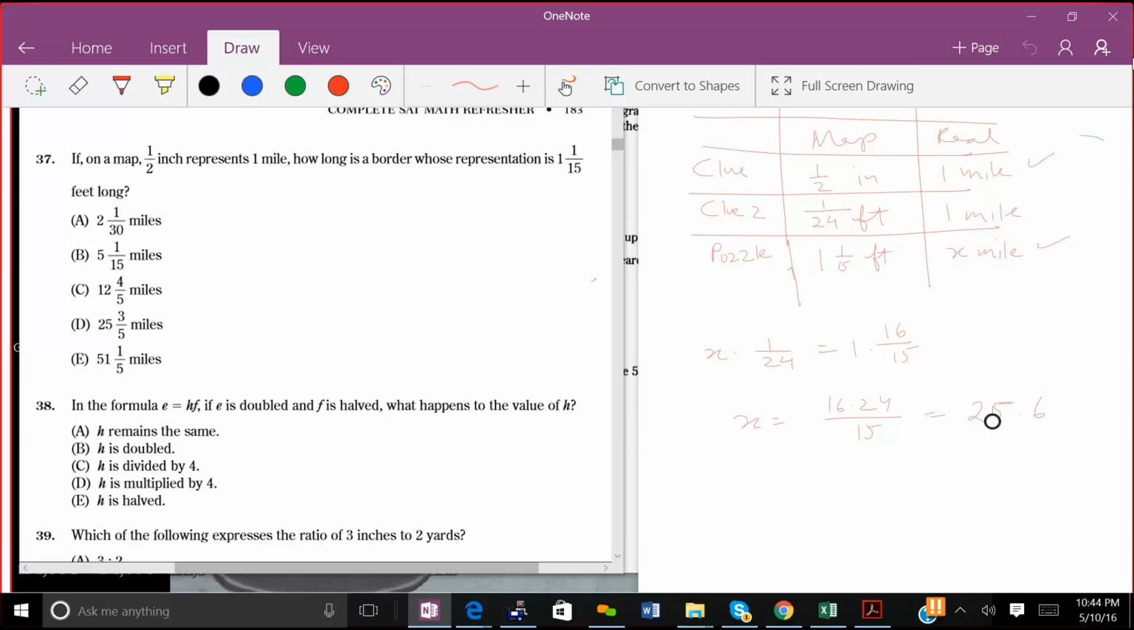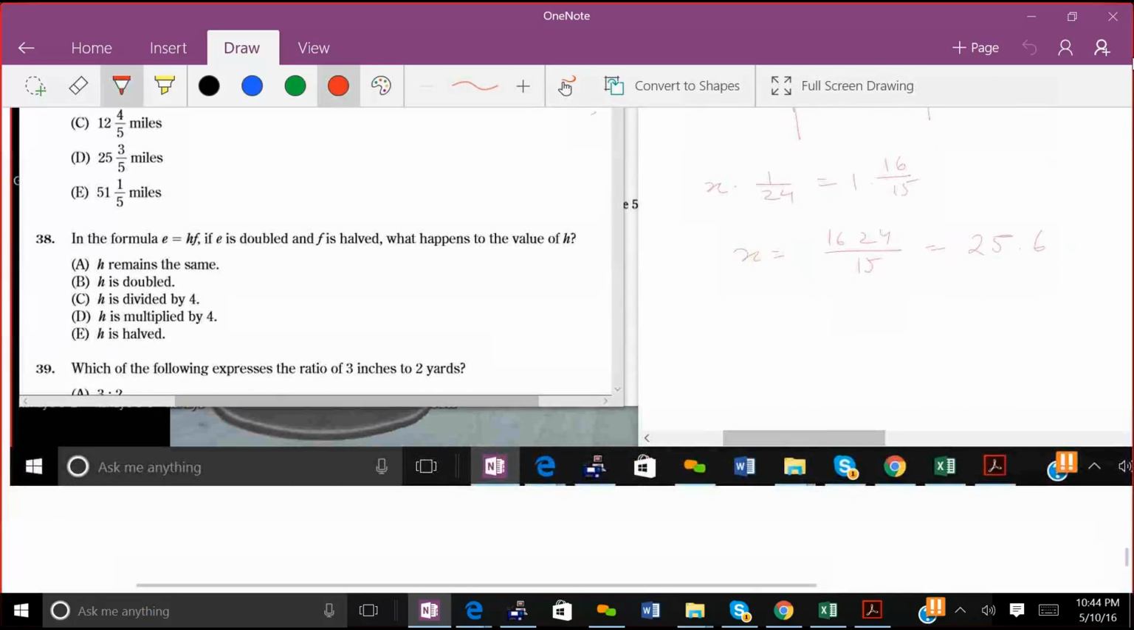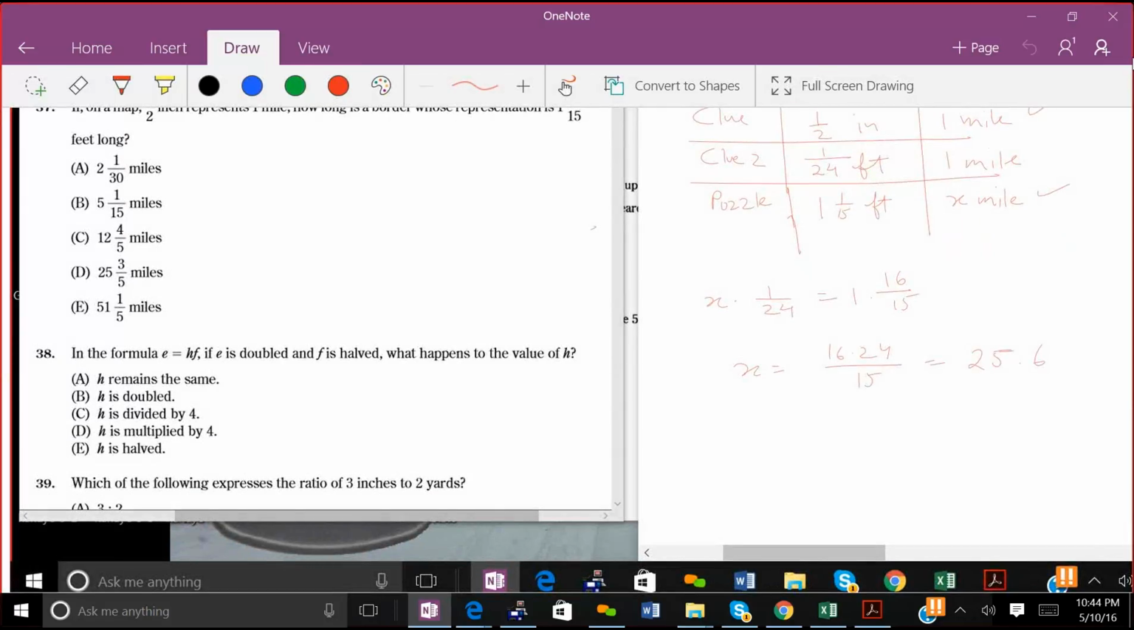So I double it, then E becomes 2. H stays a constant, and F becomes 1. So 2 equals H1. H is multiplied by 4.